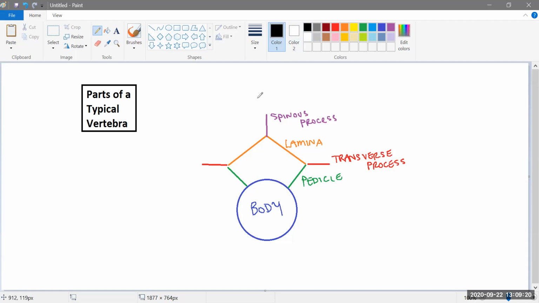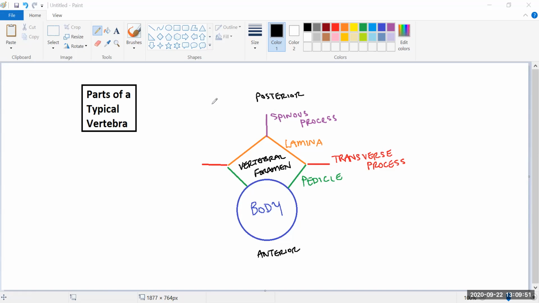All right, so this is going to be the posterior aspect of the vertebra, and the body is the anterior aspect. These transverse processes are the lateral aspects. And then this big area in the middle here is the vertebral foramen, and that is what the spinal cord would pass through. So again, hopefully that helps you figure out just those typical parts of a vertebra.